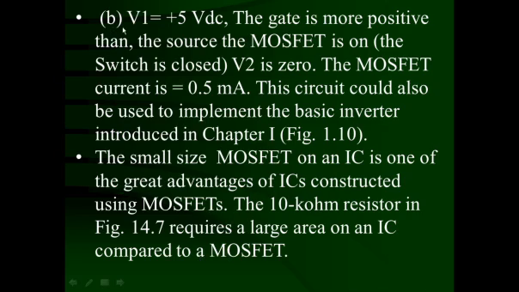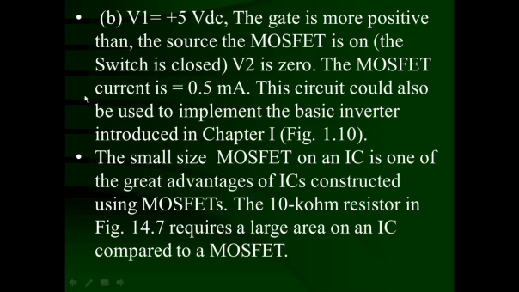And second, B, if V1 is equal to 5 volt DC, the gate is more positive than the source. VGS is greater than the VGS threshold voltage, an inversion layer is going to be there and the MOSFET is going to be on. The switch is closed, V2 is going to be 0. The MOSFET current is going to be 5 volts upon the 10 kilo ohm resistance. So that is going to be 0.5 milliamperes.